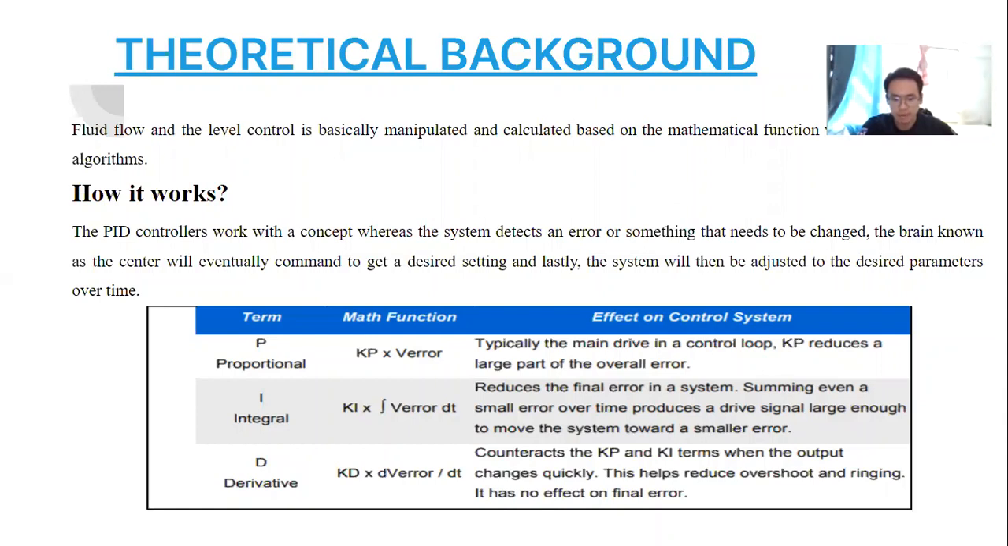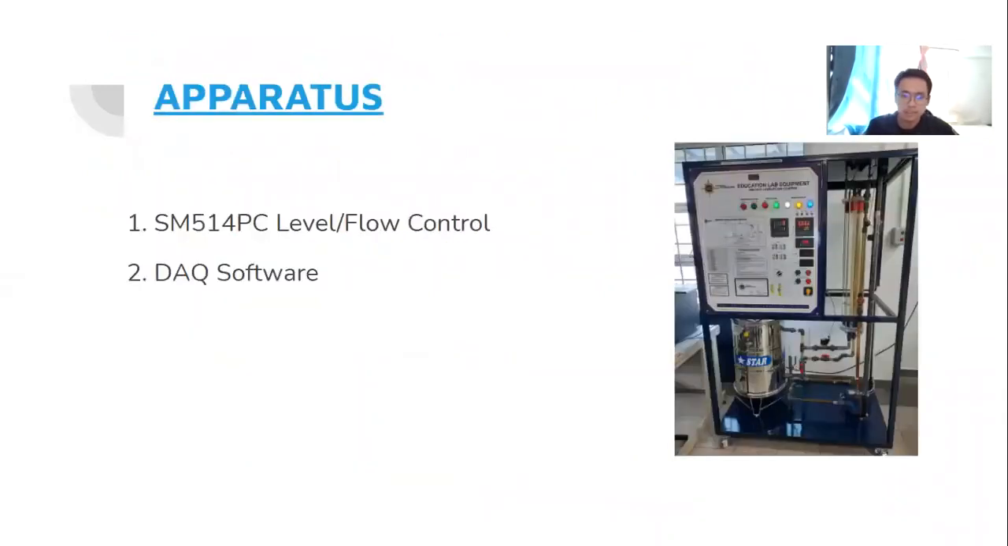It counteracts the Kp and Ki terms when the output changes quickly. This will reduce the overshoot and ringing, but it has no effect on the final error. So now I will be passing on to the one who will explain the apparatus.